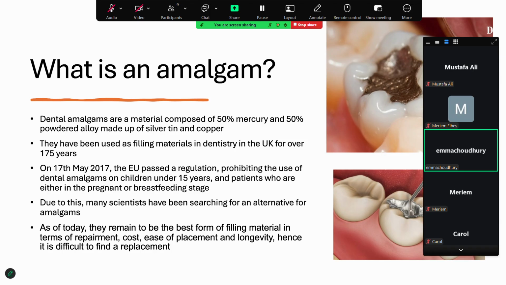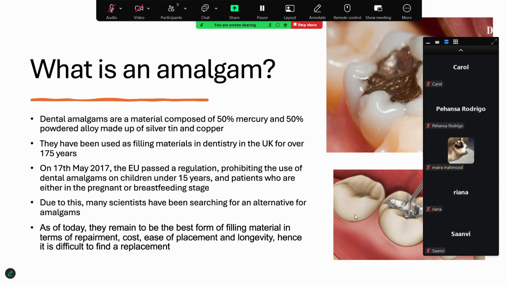They have been used in the UK for over 175 years, where they are composed of 50% mercury and 50% of a metal alloy, made up of silver, tin, and copper. The reason why mercury is used is because it serves as a good binding agent when reacting with the silver, tin, and copper alloy. It is able to withstand large compressive forces when chewing.